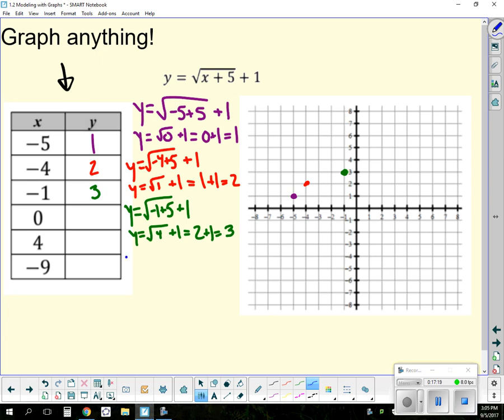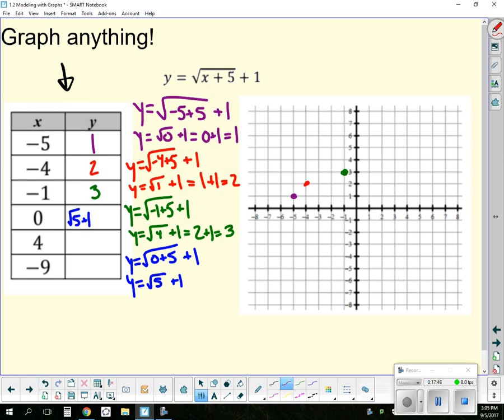Okay, plug 0 in. Y equals the square root of 0 plus 5 plus 1. Y equals the square root of 5 and then plus 1, but square root of 5 doesn't have a perfect, nice, neat answer. It's 2 point something, some ugly decimal. So this is the exact answer. We're just going to leave it that way, square root of 5 plus 1.